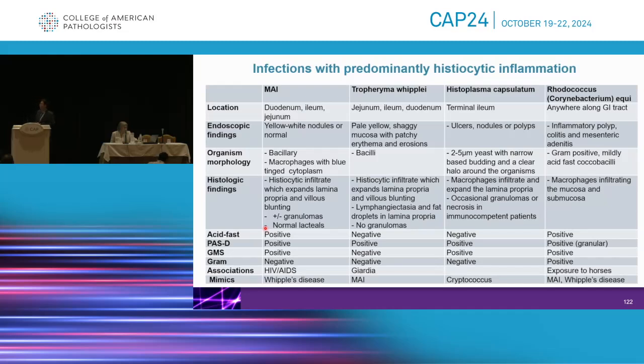This is the most common infection in the GI tract when you see a histiocytic infiltrate. For example, MAI is the most common one, followed by Whipple's disease, and then histoplasmosis. These three are more common. And then the first one, rhodococcus, is not that common. So I will show you two cases in this category.